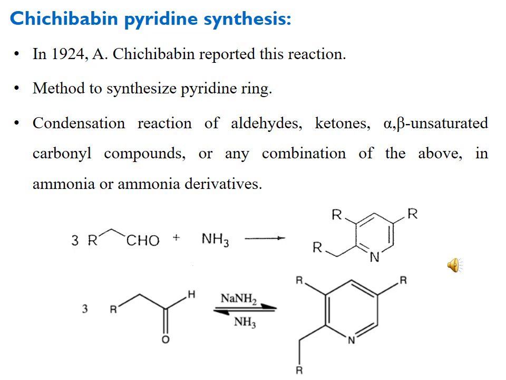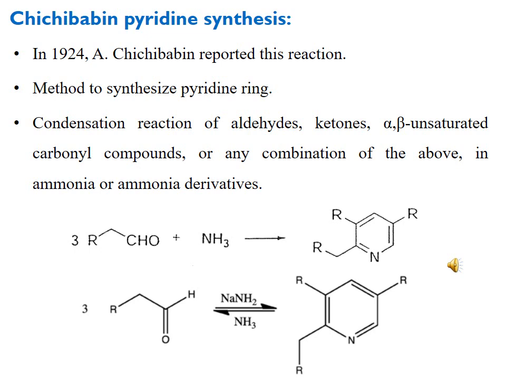Combination means you can use one aldehyde with ammonia, one ketone, one alpha beta unsaturated aldehyde or ketone, or more than one, that is, aldehyde and ketone both present as substituents. Then we can get a number of products with a variety of pyridine structures.